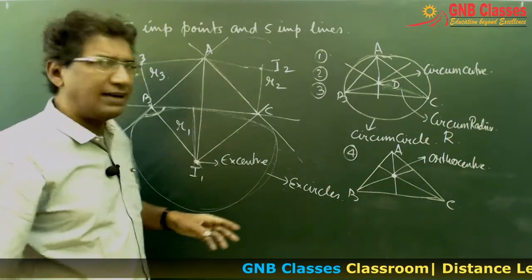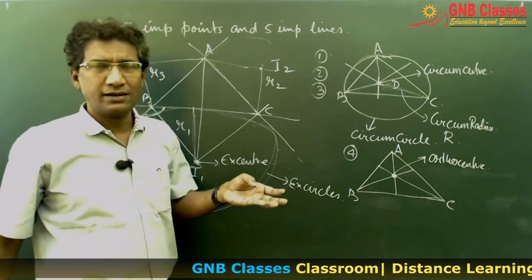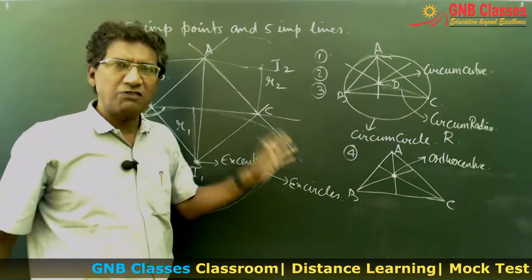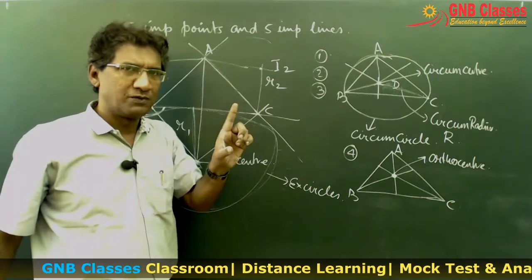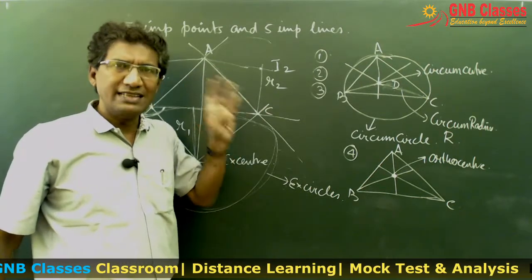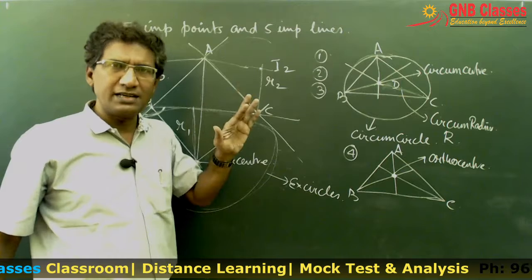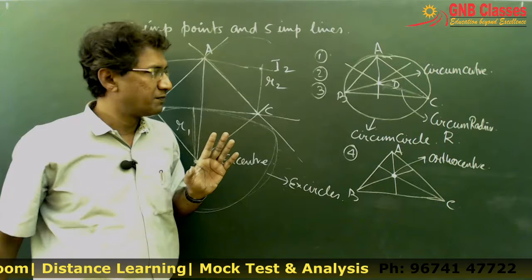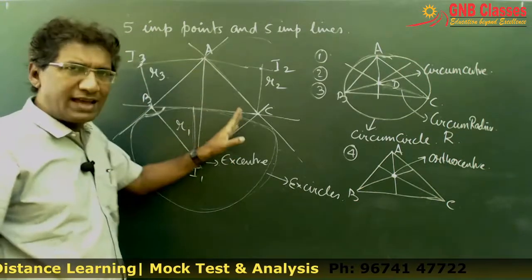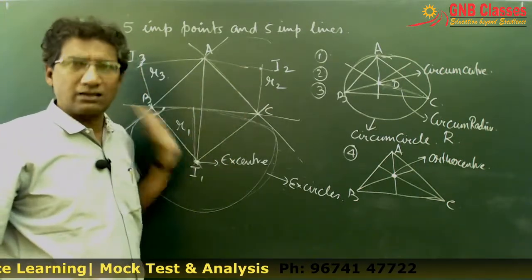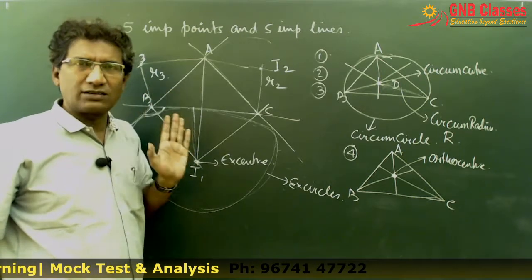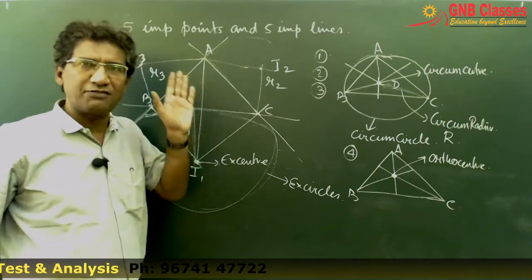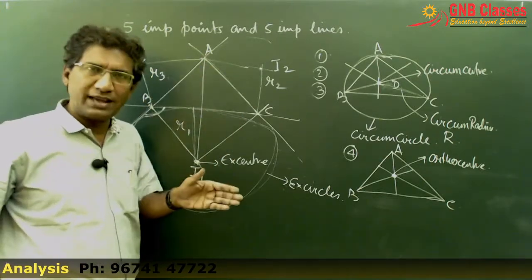Now, if you observe, you will find that for centroid, circumcenter, incenter, orthocenter, for any triangle we have only 1 point. Okay? Centroid, 1 point, incenter, 1 point, circumcenter, 1 point, as well as orthocenter, 1 point, right? But in case of any triangle, there are 3 excircles. Is it clear to all of you? Have you understood these 5 important points and 5 important lines of any triangle? Okay.